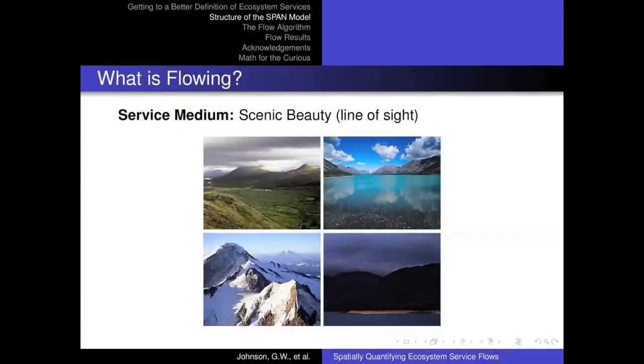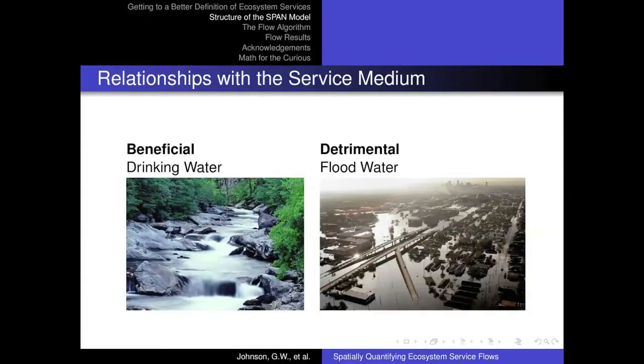Here we get a more abstract example, where again we have scenic beauty. It emanates from some beautiful place, it flows by line of sight, it comes to me, I'm a person. Excellent. So we have views, they're great, they improve my quality of life. If only I could put a market value on them. Shucks.